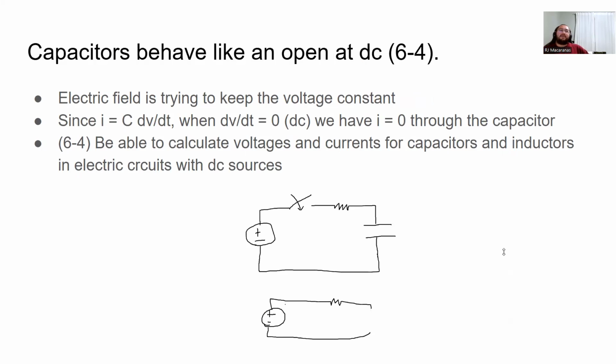All right, so capacitors behave like an open at DC. And so the electric field is trying to keep that voltage constant. Going back to the equations that we had here, since the current's given by C dV by dt, when this dV by dt is zero, and that's what happens at DC, the voltage is no longer changing, then we have that the current is just equal to zero. I is equal to C times zero. That's just going to be zero.